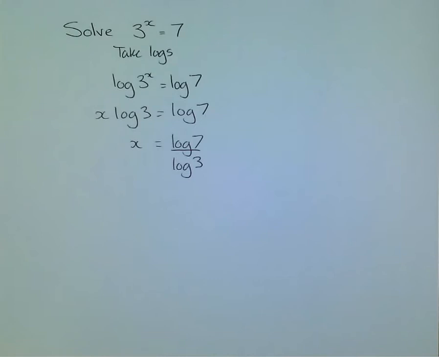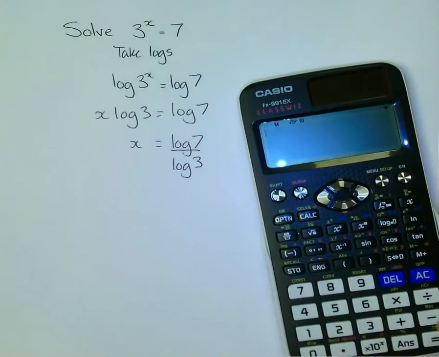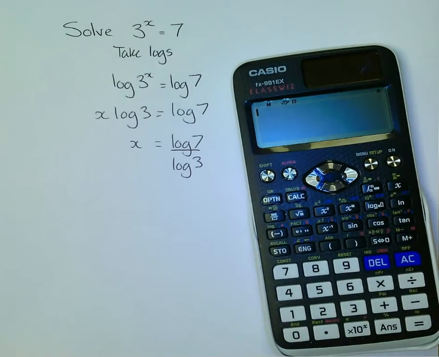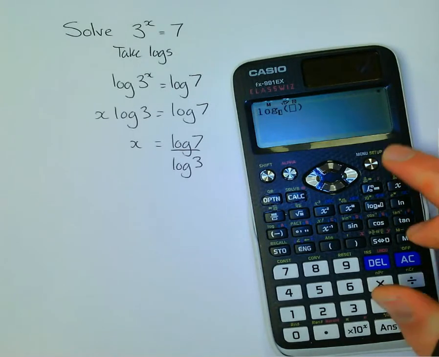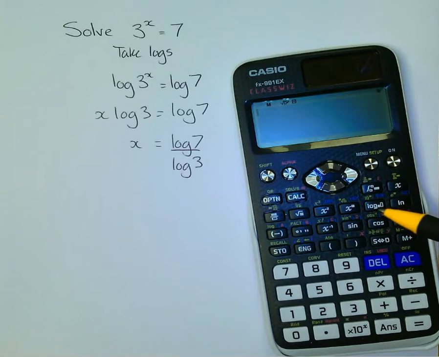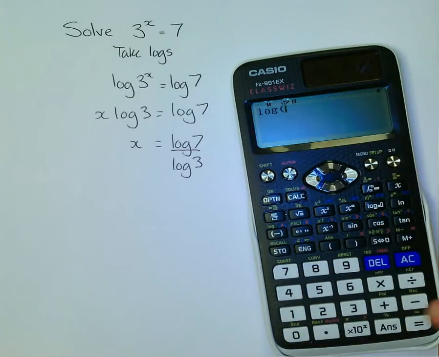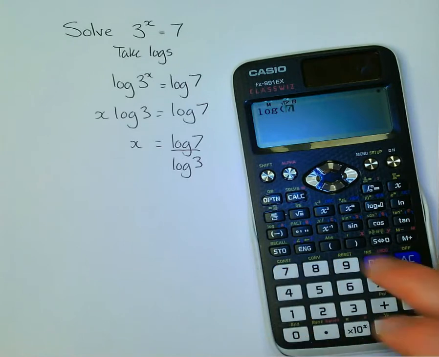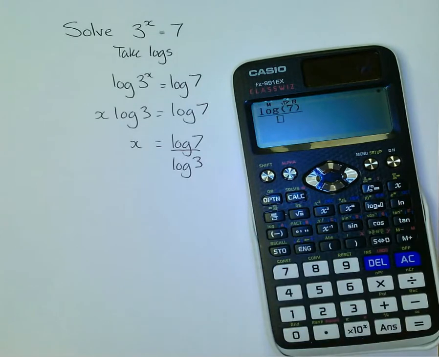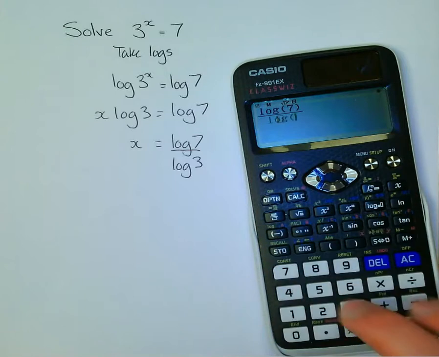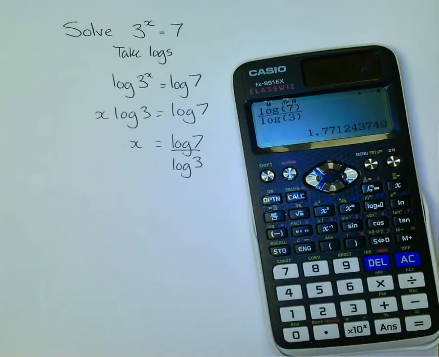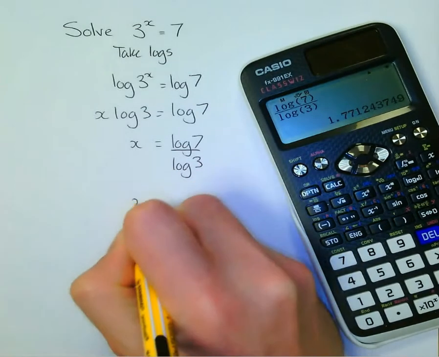So we're going to quickly type this in. Now, if you're using the ClassWiz, the latest model from Casio, logs are quite frustrating. You've got this button here, but when you press that, you have to put the base value in. Normally there's just a log button, but on here for some reason it's shift and then the negative, so that will automatically do it to base 10. So let's pop this in. So log 7 over log 3, close the bracket off, and we're going to write that as 1.77 to 2 decimal places, or 3 significant figures.